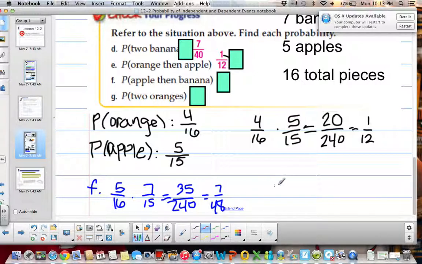And then G, probability of 2 oranges. So again, how many oranges are there? 4. So we have 4/16 times 3/15 because we're picking for the same fruit. We already removed one of the oranges. So we have 12 over 240, which equals 1/20.